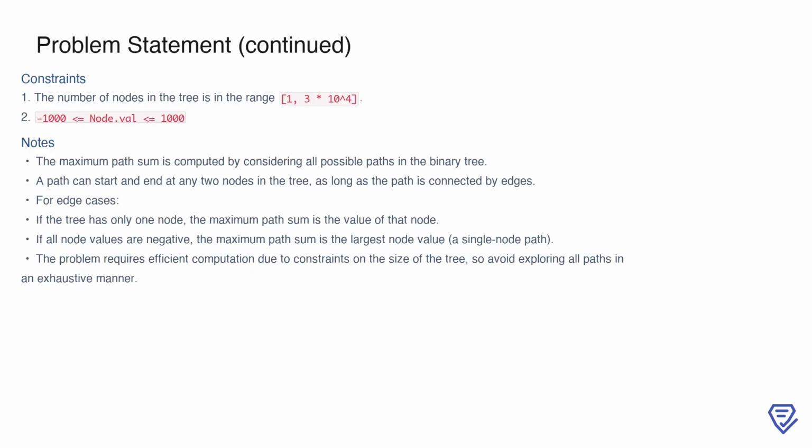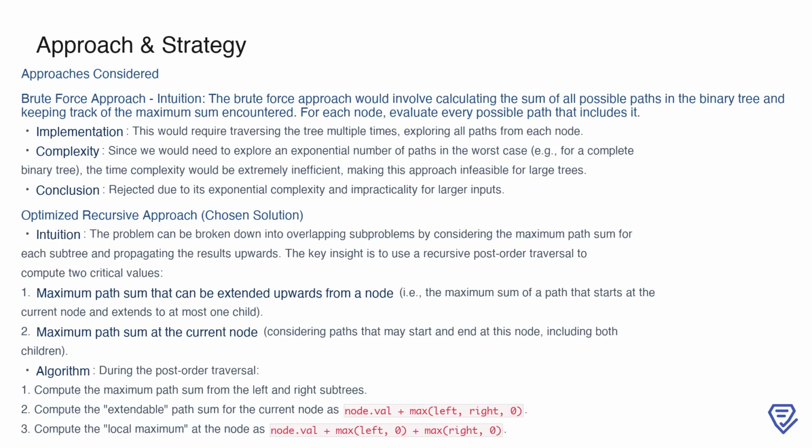For edge cases, if the tree contains only one node, the maximum path sum is the value of that node. Similarly, if all node values are negative, the largest single node value determines the maximum path sum. Given the constraints, it's essential to compute the result efficiently, as an exhaustive exploration of all paths would not be feasible for larger trees. To begin, let's consider the brute force approach to solving this problem.